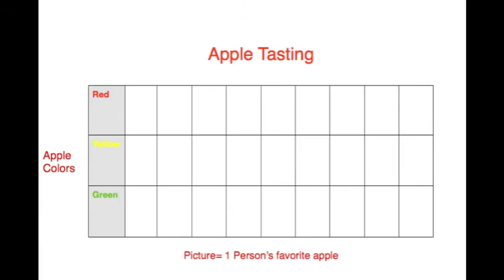On the left side of the graph, we will list 3 different colored apples that we are working with: red, yellow, and green. We will name this side of the graph Apple Colors.